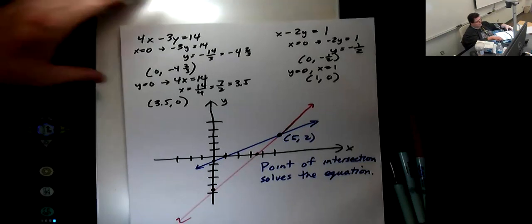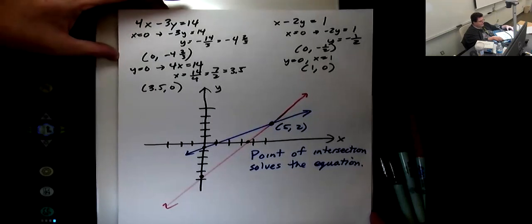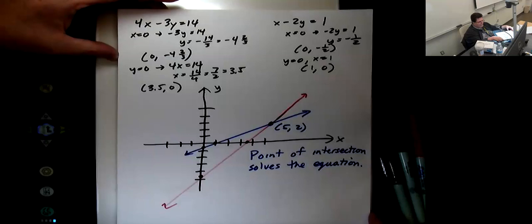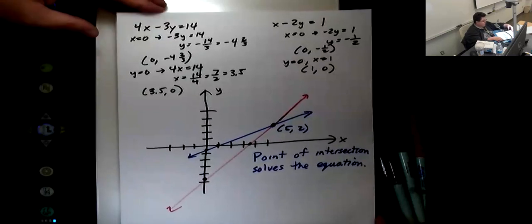Graphing isn't the optimal way of doing it. You've got to do a lot of work just to graph it. And if the solution doesn't cross on a line where you can see it's a perfect integer, it's not helpful. Doing the substitution method is a great way to go.